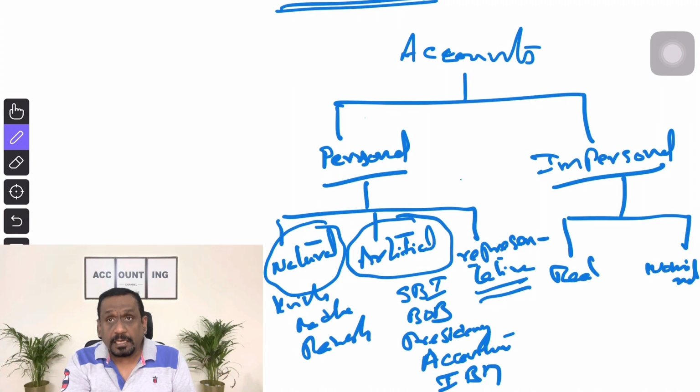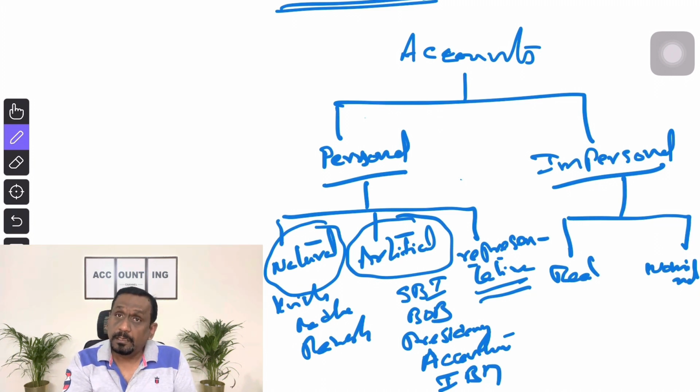Why? Salary outstanding will be credited on behalf of a natural person, the employees. I'll explain all these journal entries, and why outstanding salary is an artificial person, while explaining the journal entries. For the time being, let us understand that outstanding salaries is a personal account, that too a representative person. Commission receivable is a representative person.